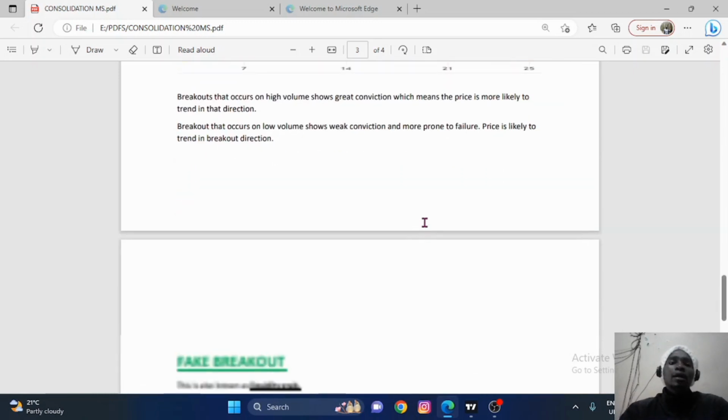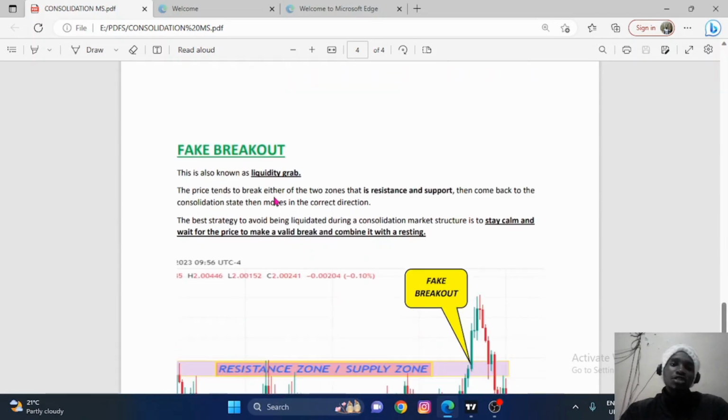Now, let's go back. The PDF is illustrating very well that a breakout that occurs on lower volume shows weakness of conviction, weak conviction, and is more prone to failure. Price is likely to trend in the breakout direction. If the breakout is not that significant, the price will go back into the consolidation stage.